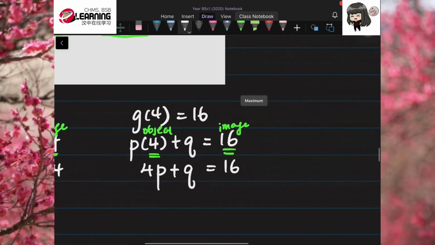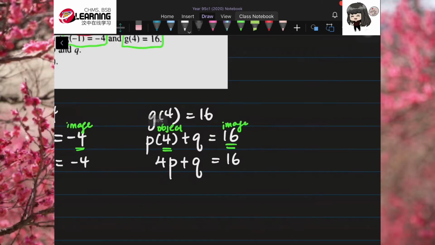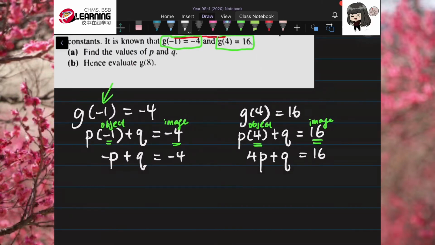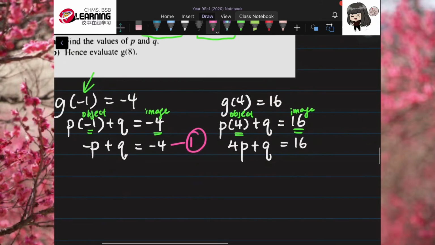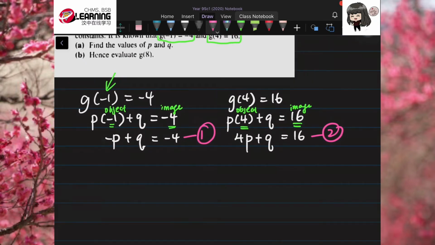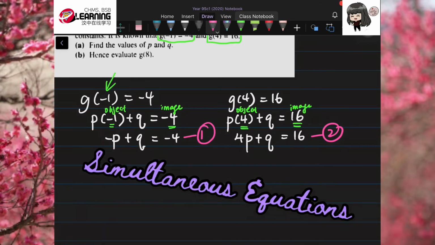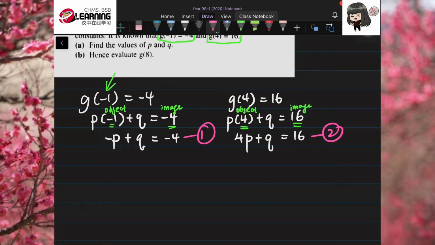Now with this equation we got here, we cannot solve p and q either because we have two unknowns. But we have the first equation here, which is -p plus q equals -4, and we have our second equation here, 4p plus q equals 16. And we solve this using either the substitution method or the elimination method. We have to do simultaneous equations, either elimination or substitution, which you have learned in year 8.